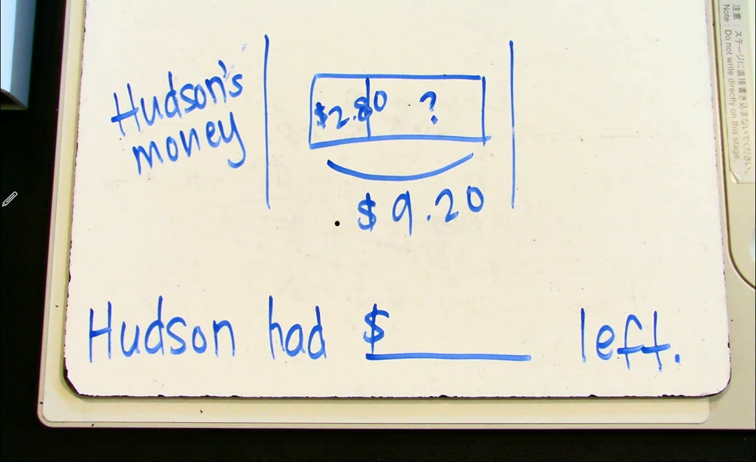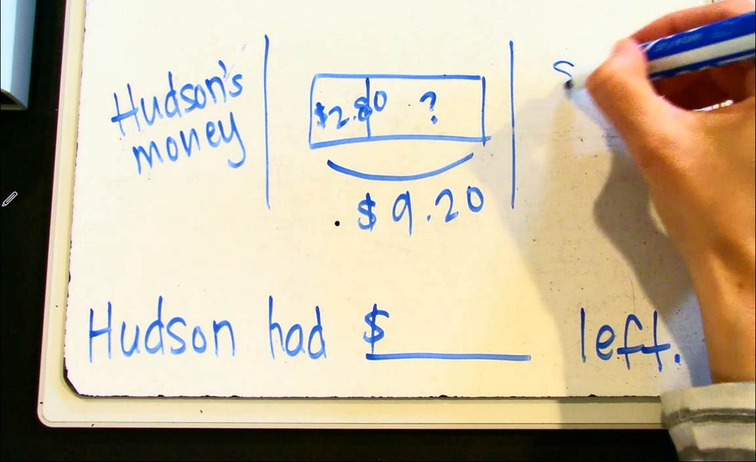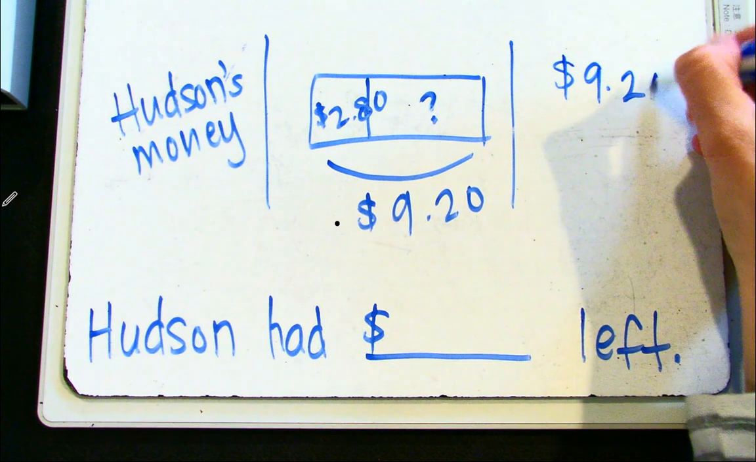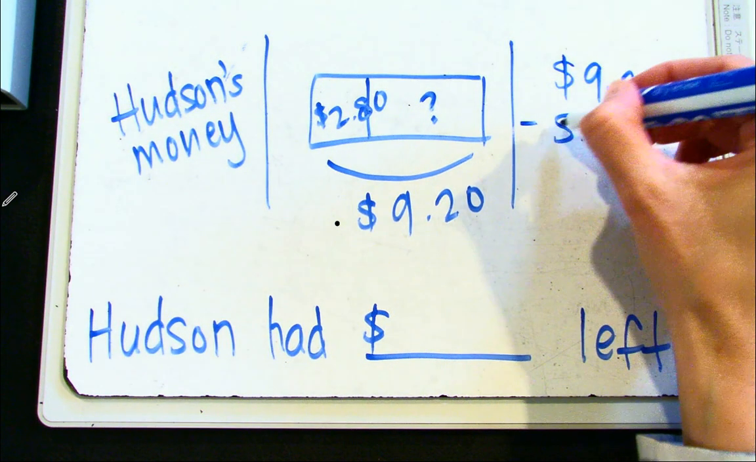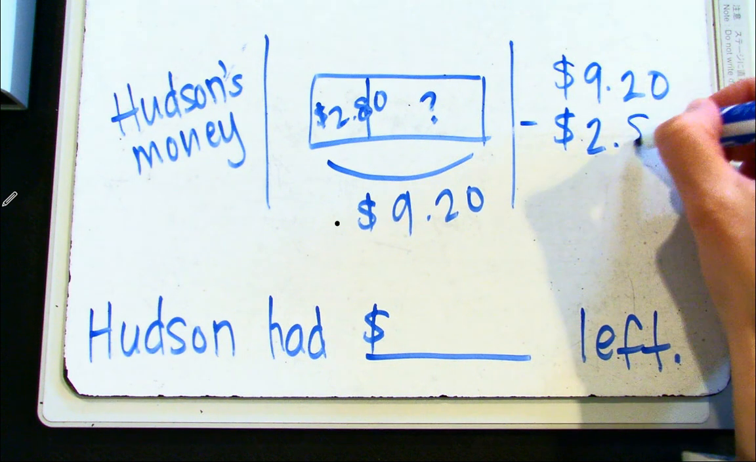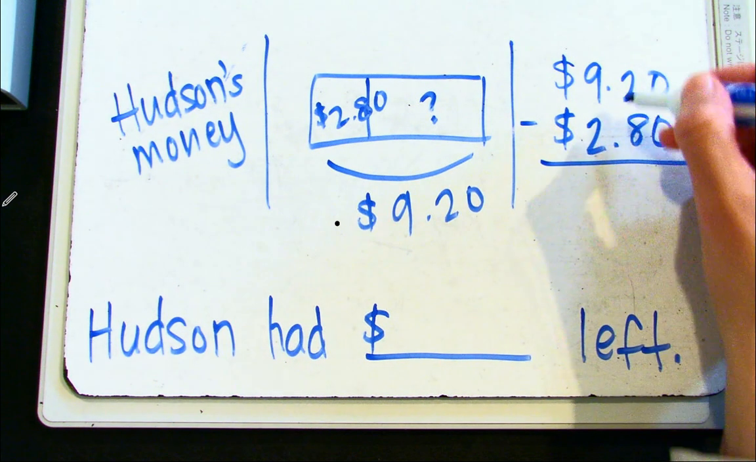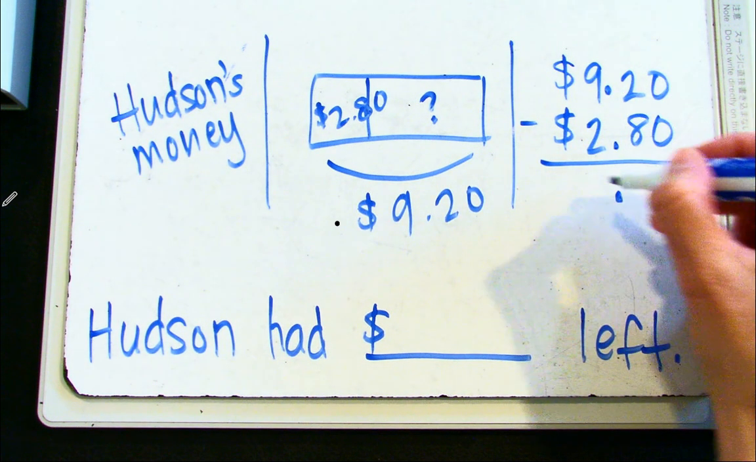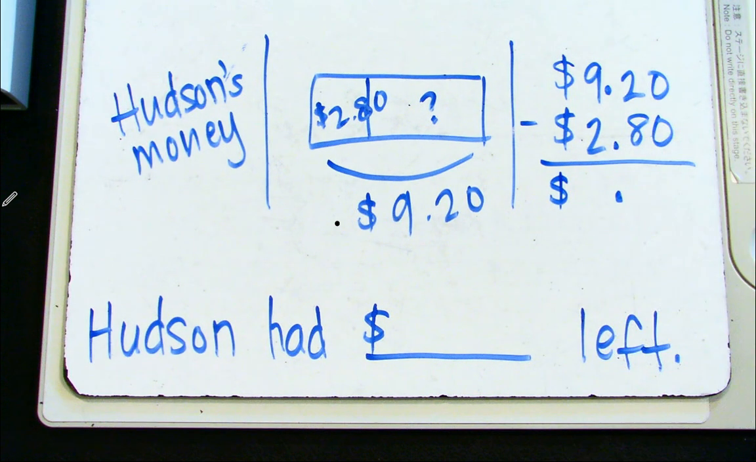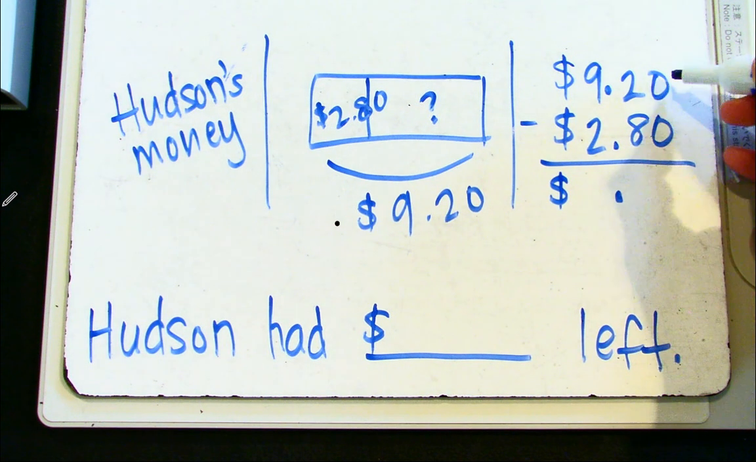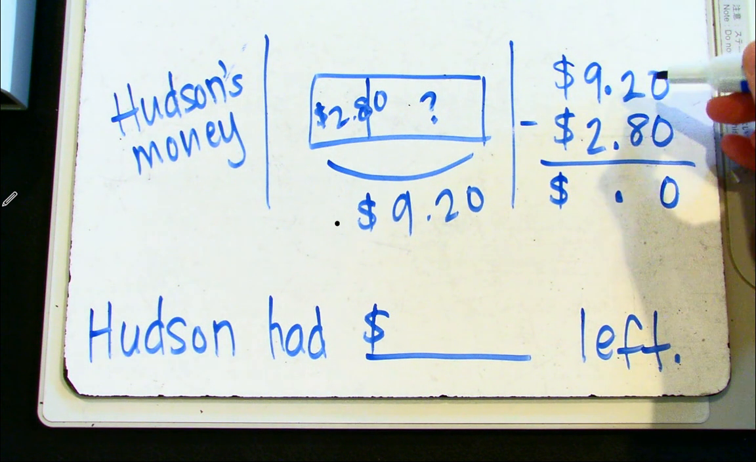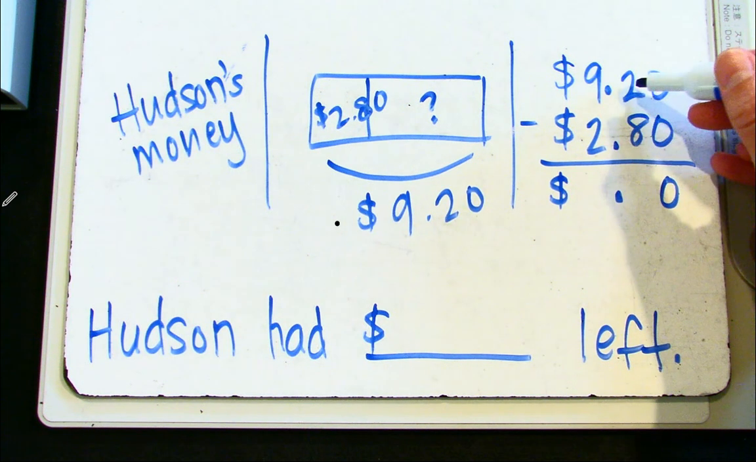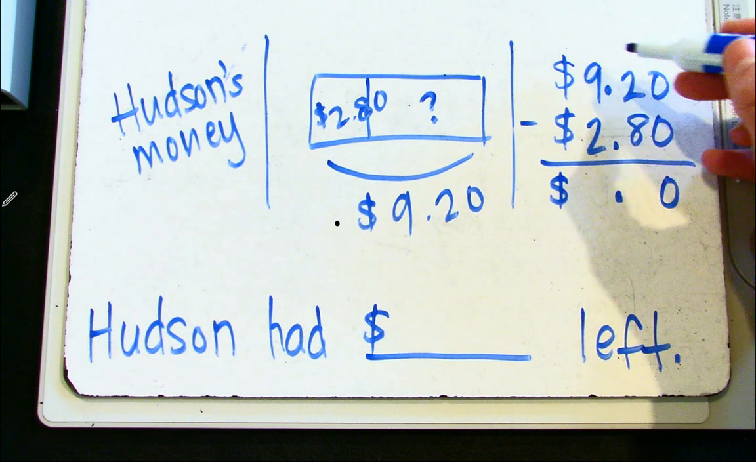So to find a missing part, we subtract $9.20 minus $2.80. I'll line up my decimals there. And then we can subtract. So 0 minus 0 is 0. 2 minus 8, we can't do it. We've got more on the floor. Gotta go next door and get some more.